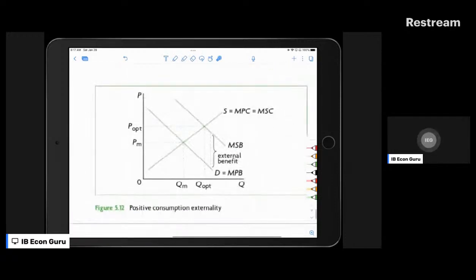All right, let's have a look here. A positive consumption externality. Again, QM is less than QOpt. There's a problem of underconsumption.